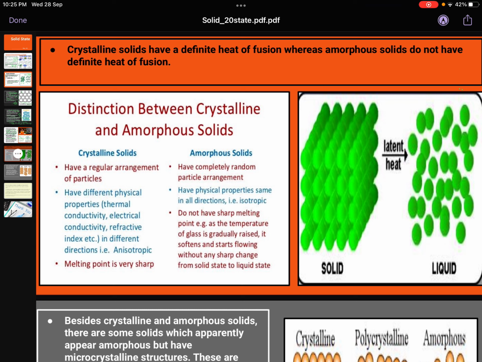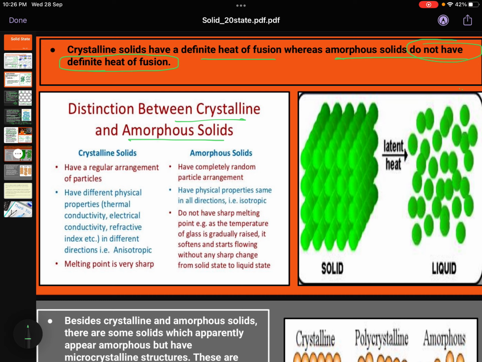Crystalline solids have a definite heat of fusion, whereas amorphous solids do not have a definite heat of fusion. The reason will be the same: the bonds in the crystalline solids will be the same. They will require a particular temperature, whereas in amorphous solids they will require a range. So they will not have a definite heat of fusion. Now some differences between the crystalline and amorphous solids.